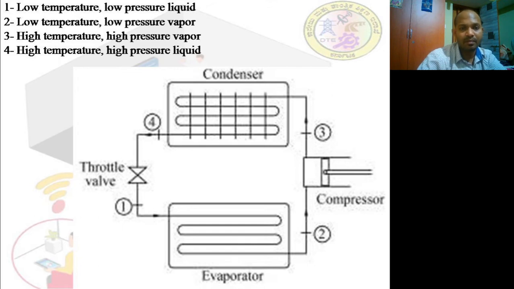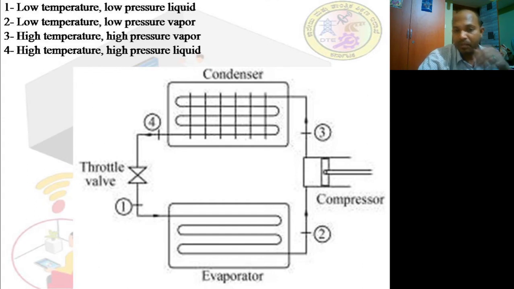Here it is expanded, reaching the 4th position, where the refrigerant is of a higher temperature. Now at this position 1, a very low temperature and very low pressure liquid refrigerant will enter into the evaporator chamber.